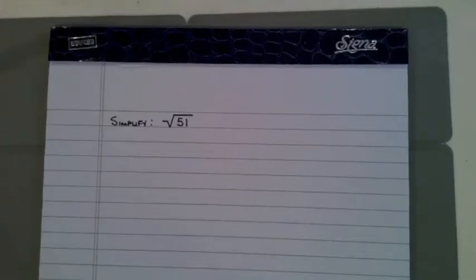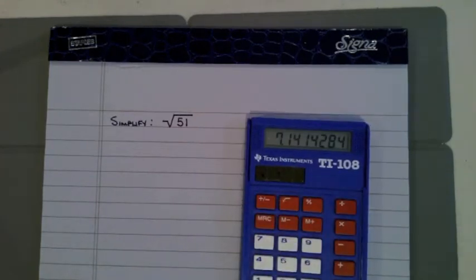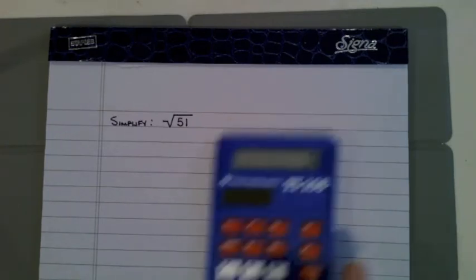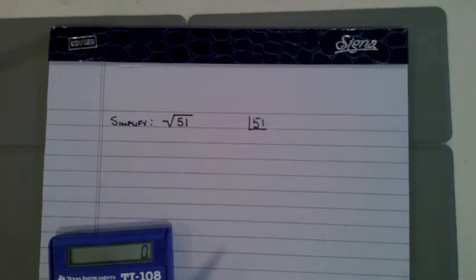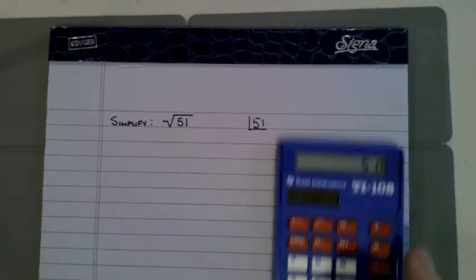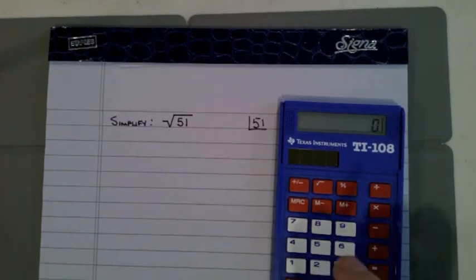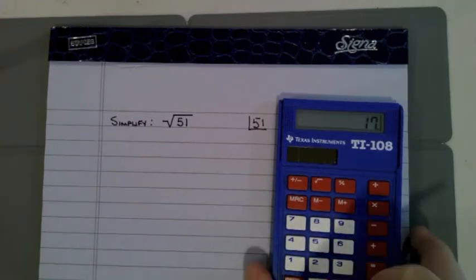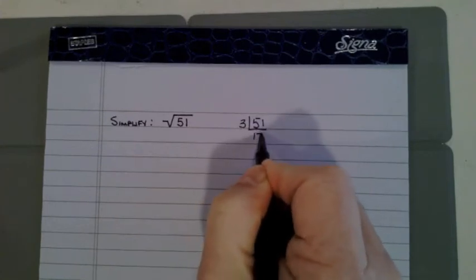We need to simplify the square root of 51. 51, hit the square root button. It doesn't have a whole number as a square root. So what I need to do is start dividing it by prime numbers. So I write 51, upside down division bar. 51 divided by 2. Doesn't work. I get a decimal. 51 divided by 3. 17. So 51 divided by 3 is 17.